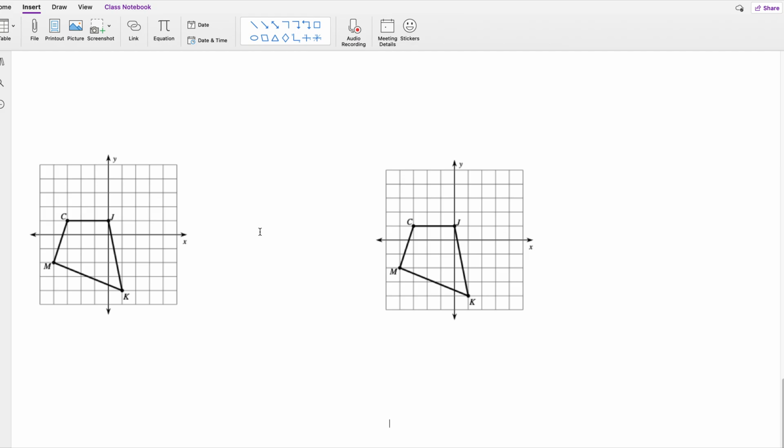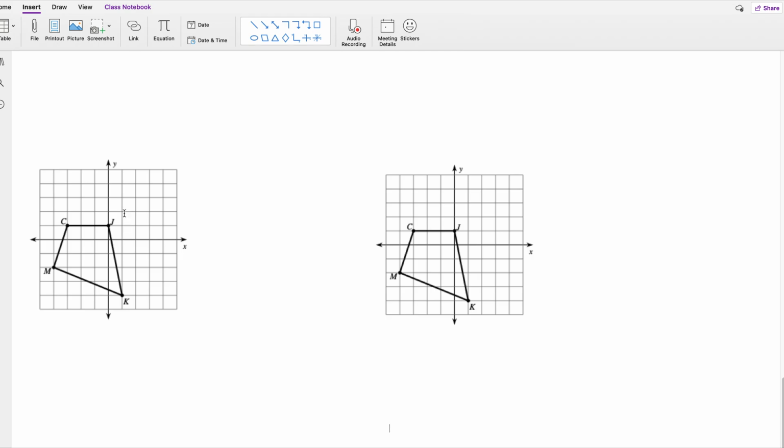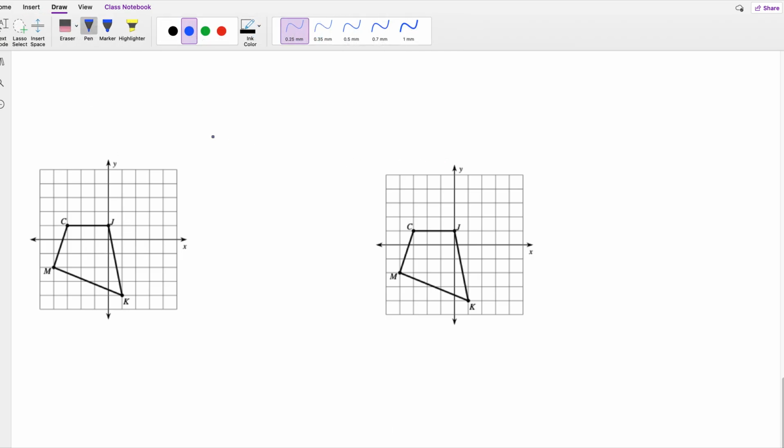Right, so let's talk rotations. We're going to start with this graph, and we're going to start by rotating 90 degrees to the right, which would be clockwise.